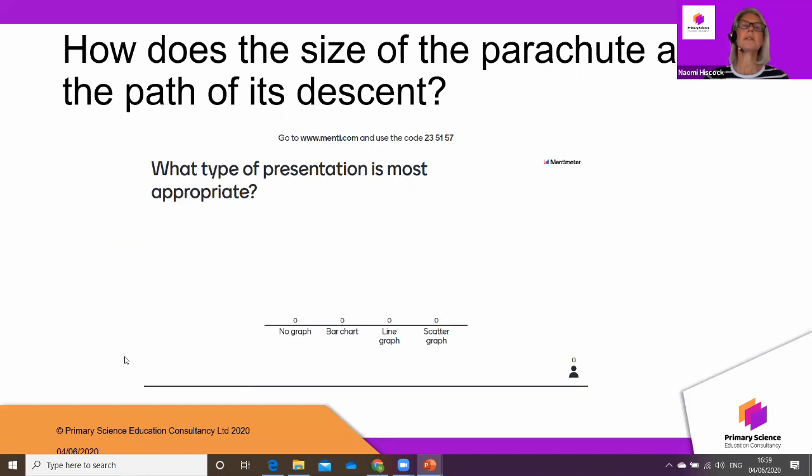Okay, so how does the size of the parachute affect the path of its descent? Okay, thank you very much. We're all in agreement, until somebody now suddenly pops something else on there. We're all in agreement that there's no graph, because what we're observing is its path. So we're not measuring anything. We're just looking to see whether it falls straight down or whether it sways from side to side. I think I may have just a couple more.